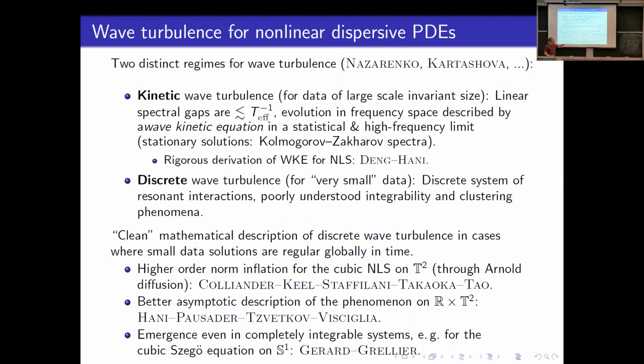And this is really a setting of discrete wave turbulence, right? Because once you consider initial data with small size with respect to a norm in which the problem is subcritical, this means that for initial data which are small here, the effective time scale has to be very large, and so the spectrum remains really discrete.